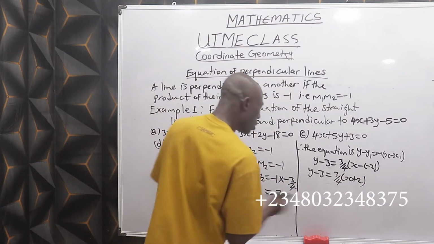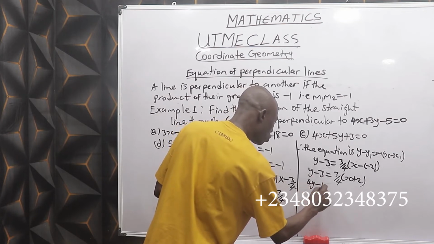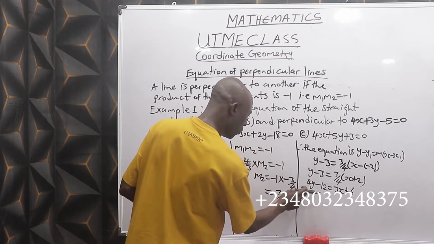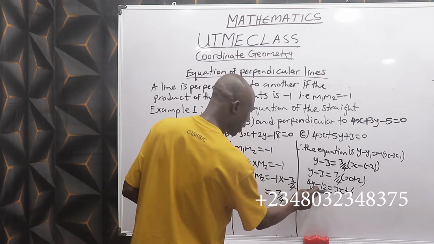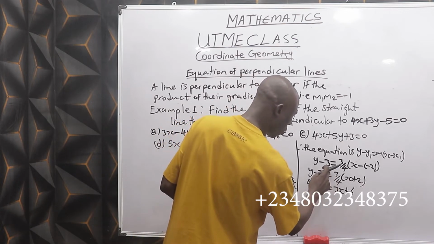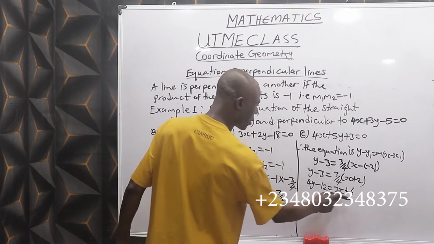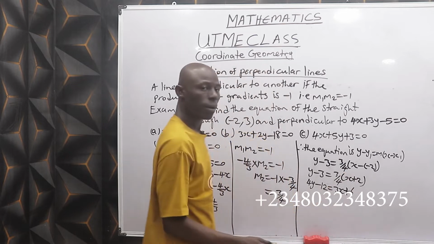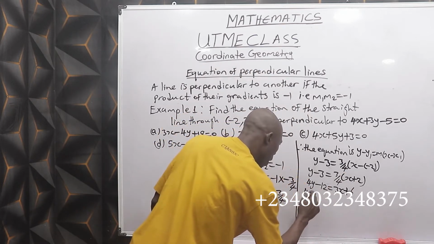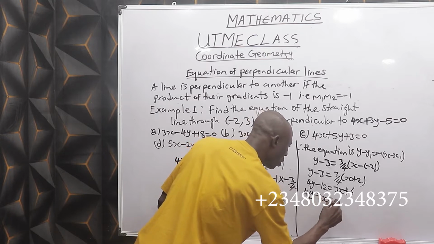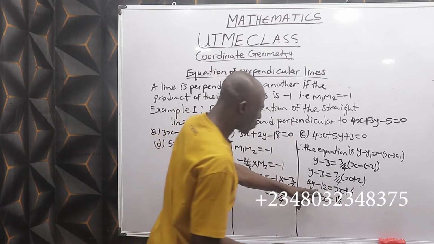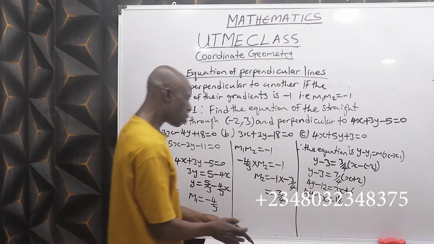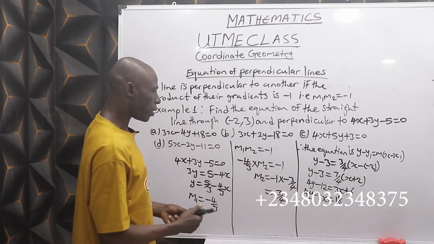Clearing the fraction, we have 4y minus 12 equals 3x plus 6. 4 times y is 4y. 4 times -3 is -12. 4 times this, we take care of the 4. We have 3 to open the bracket: 3x plus 6, because 3 times 2 is 6. So we have 4y minus 3x equals 18. -12 to go to the other side becomes +12, and 12 plus 6 is 18. So that is the equation.